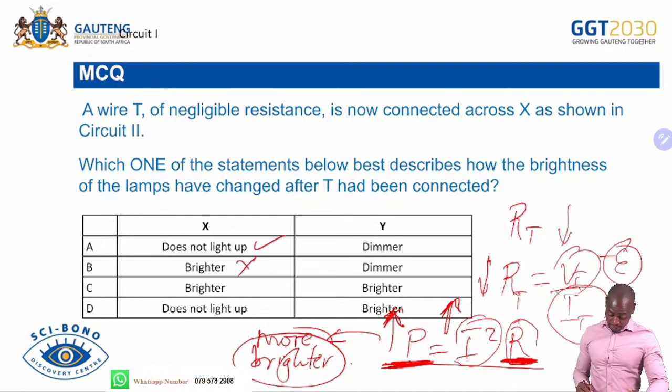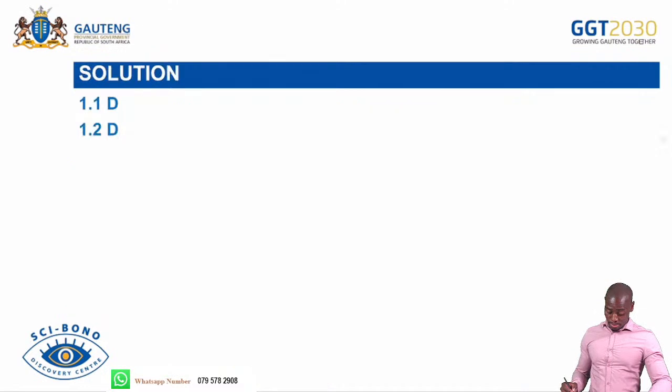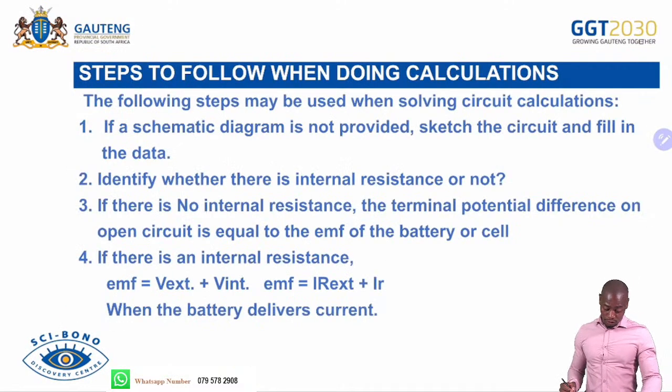So we are saying X won't light up. This is correct. It can't be brighter, it won't light up. Is Y going to be dimmer? No, it can't be dimmer. This is also already out. But Y will be brighter. Why? Remember, there was that increase in current. If current increases, what about power? It will also increase at constant R. So the correct answer here, learners, would be D.